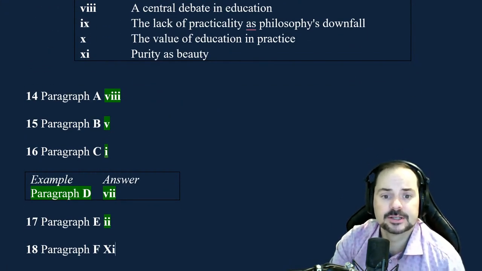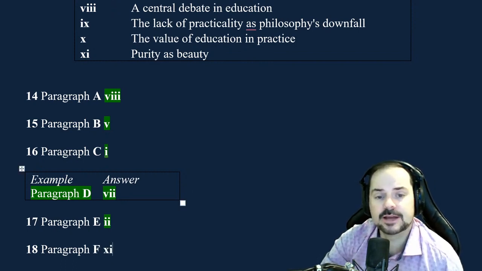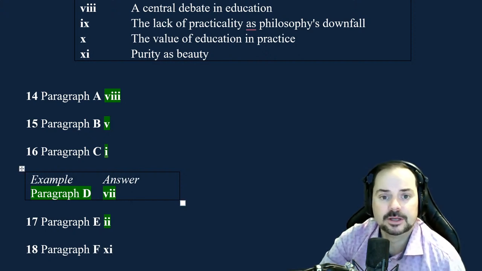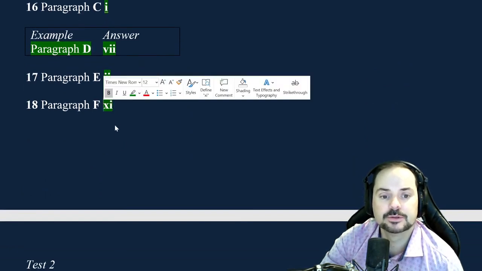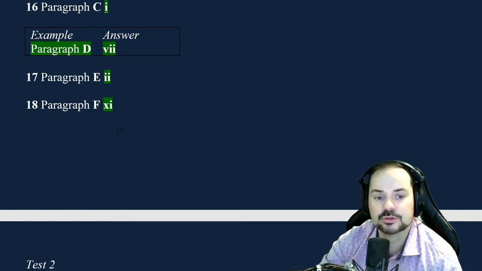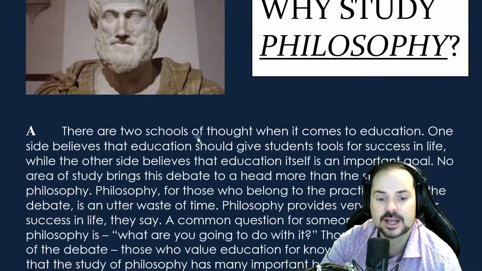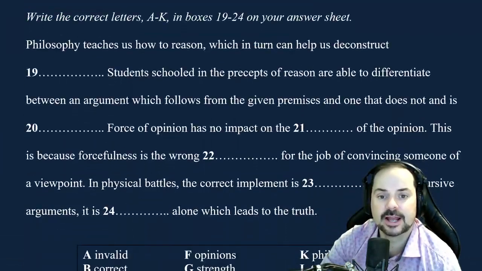Purity is as beauty. So it's saying that philosophy is pure, math is pure, and that's a beautiful part of these studies. So philosophy or purity as beauty. Absolutely. XI, you mark it, you're done. You go to the next questions, and that's exactly what you do. So you go and you start answering the paragraph.